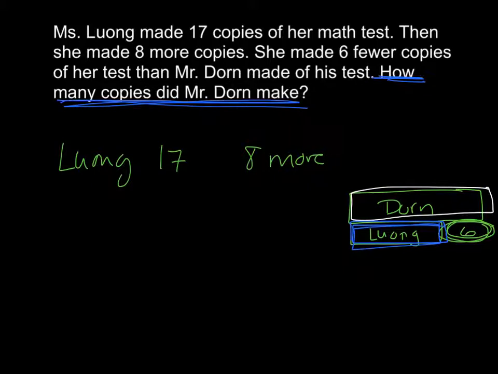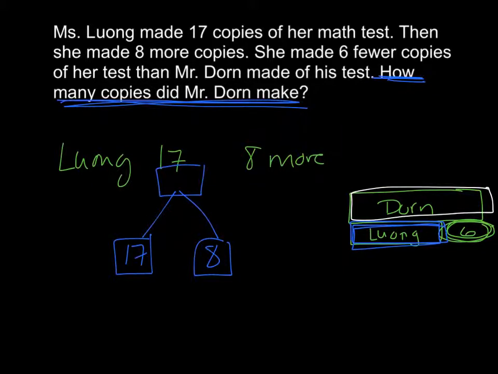Now, it starts out saying that she made 17. And then she made 8 more. So we put those together to give us how many. Okay, so figure out that number. Whatever that number is, that goes in that box right there. And now that box plus the 6 will tell us the total for Dorn's. So we're using a math mountain. We're using a comparison chart. Of course, these are not the only ways to do them. I just am showing you one of the ways we can set that up.